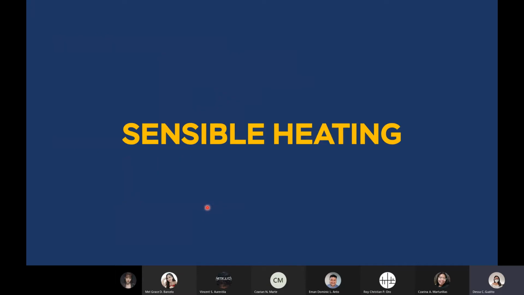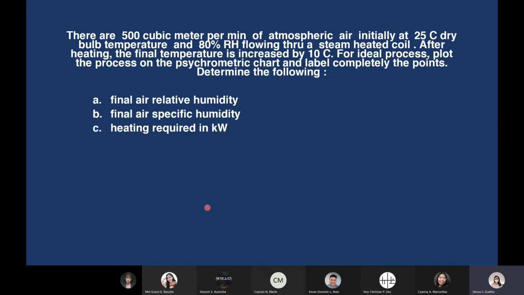Next, we move on, sensible cooling, sorry. So next, we move on to sensible heating. So same, the problem is, there are 500 cubic meter per minute of atmospheric air, initially at 25 degrees Celsius dry bulb temperature and 80% relative humidity, flowing through a steam heated coil. So after heating, the final temperature is increased by 10 degrees Celsius. So for the ideal process, plot the process on the psychrometric chart and label completely the points. Determine the following: A, the final air relative humidity; B, the final specific humidity; and lastly, the heating required in kilowatts.